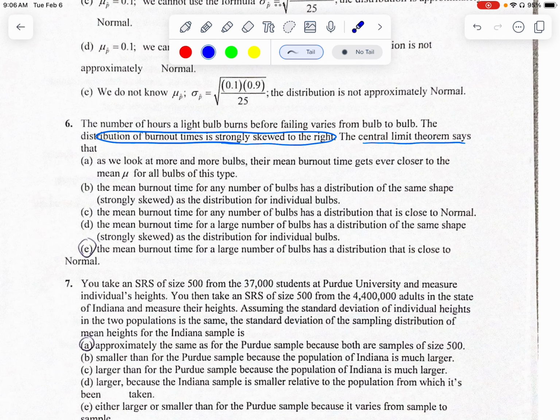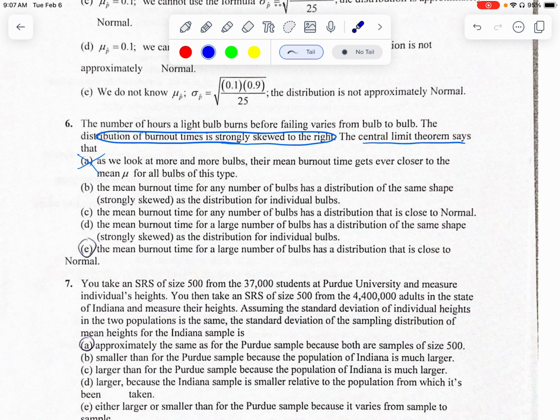Look at A. It says as we look at more and more bulbs, so that's good. But it says the average burnout time gets closer to the actual average for all bulbs. That's not true. The average of any size distribution should be centered in the right spot. So it's not A. B, the mean burnout for any number of bulbs has a distribution the same shape, skewed as the distribution for individual bulbs.